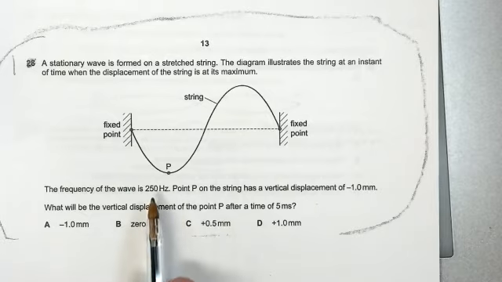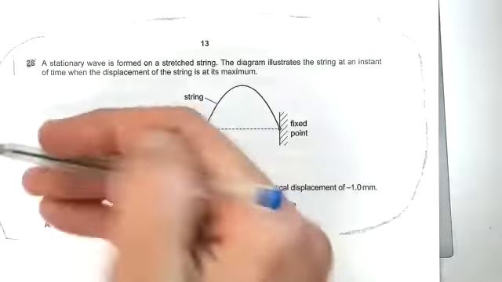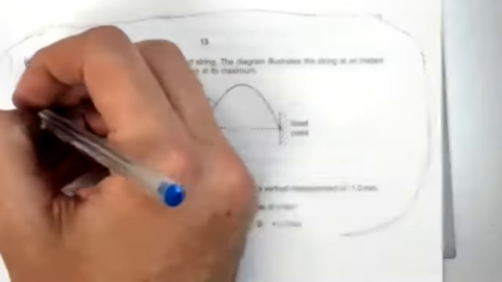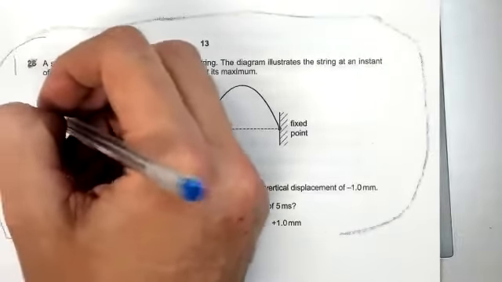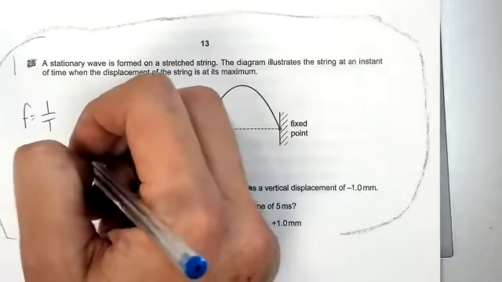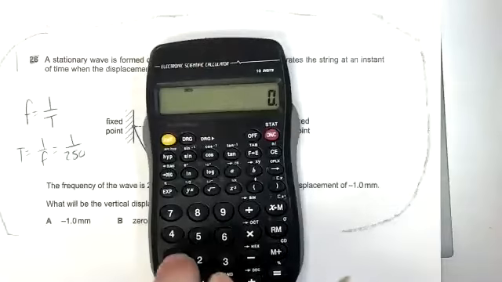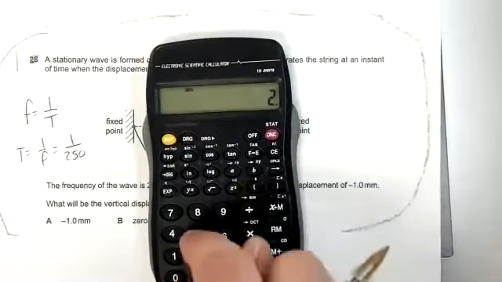So we have to relate the frequency to the time period. If we know the frequency of a wave, we can immediately calculate the time that it takes to oscillate, because you may recall that frequency is equal to 1 over T. So T would then be 1 over the frequency, and 1 over 250 is what? 1 divided by 250 equals 0.004 seconds.